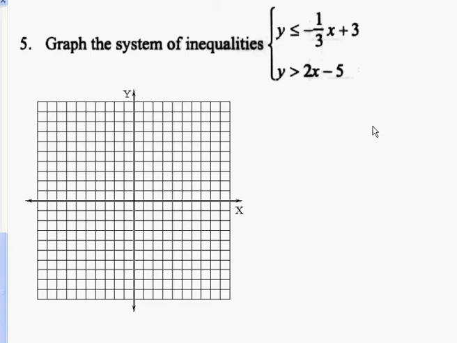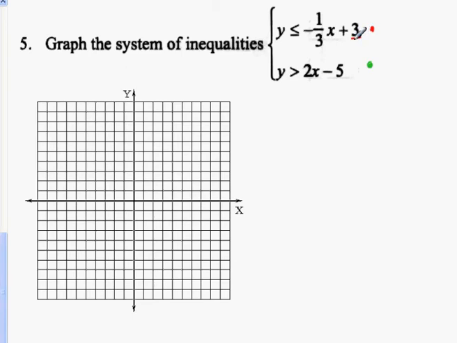Okay, problem number 5. Here I'm graphing the system of inequalities. I have y less than or equal to negative 1/3 x plus 3 and y greater than 2x minus 5. Let's go ahead and let the red line represent the first equation, and we're going to let a green line represent the second equation. Do a little Christmas colors there. All right, so let's take the red one first.